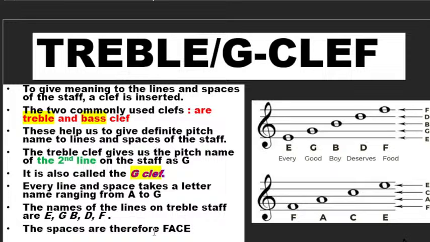Here we are saying: every good boy deserves food. These are the notes that are on the lines in a treble clef or G clef. Remember, we've said the reason why it's called the G clef is that it starts from the second line from the bottom. That's why it's called the G clef or the treble clef. The notes that belong to the lines are E, G, B, D, F. In short, if you want to memorize them, say every good boy deserves Fanta, or deserves food.